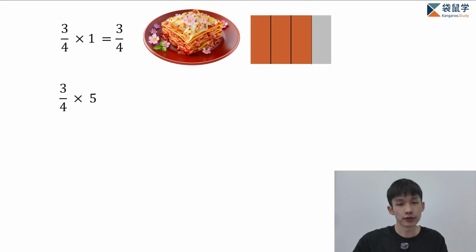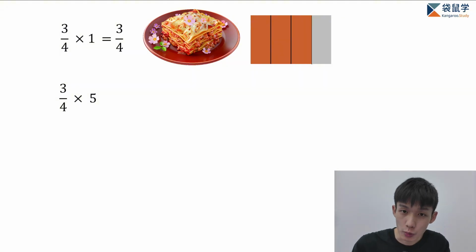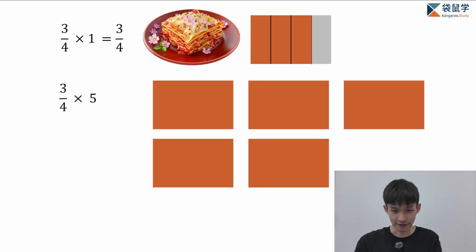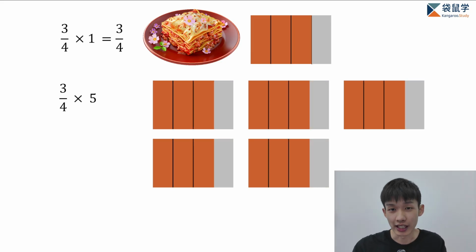Now, how about 3/4 times 5? In this case, we not only have one lasagna, but we have 5 lasagnas. 5 of them. Wow, that's a lot. And then, for each of them, we are taking 3/4.